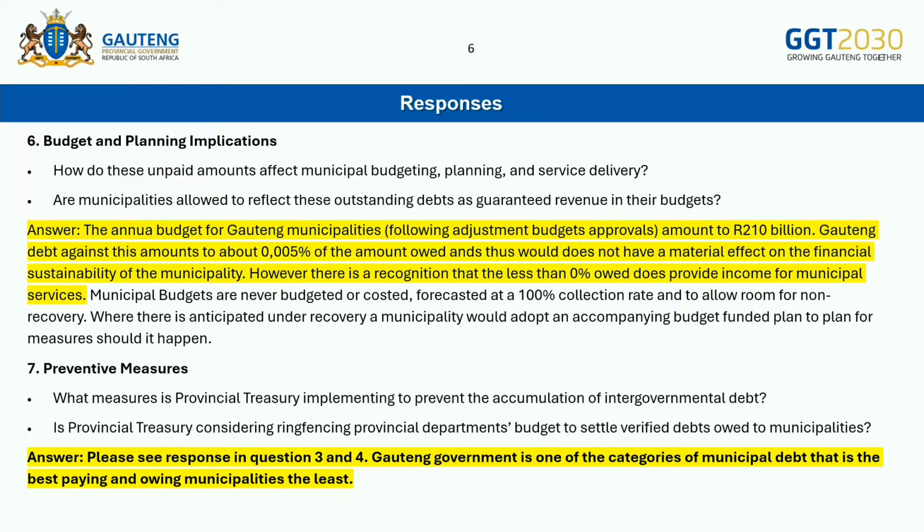It is one of the categories of debt that is the best paying in terms of outstanding debt to municipalities. And Chair, I want the CFOs to also recognize that aspect. I think many times it's been said that because of government debt, municipalities are financially constrained. Chair, the numbers speak for themselves. Also, the payment ratio speaks for itself. It certainly cannot be, Chair, that because government debt is not being paid, that our municipalities are financially constrained. I think that fact is demystified in the financial figures presented here, Chair.